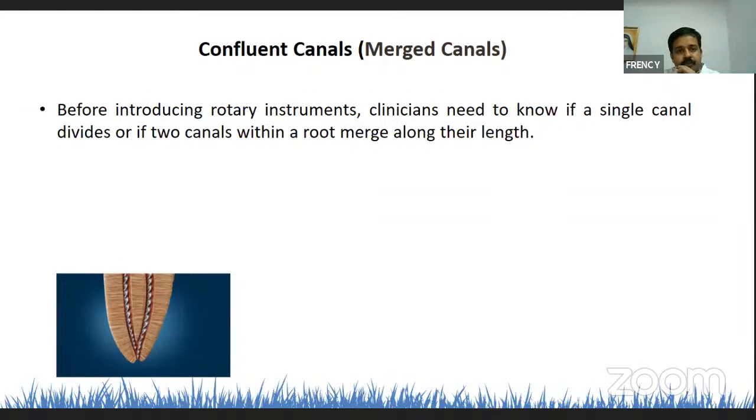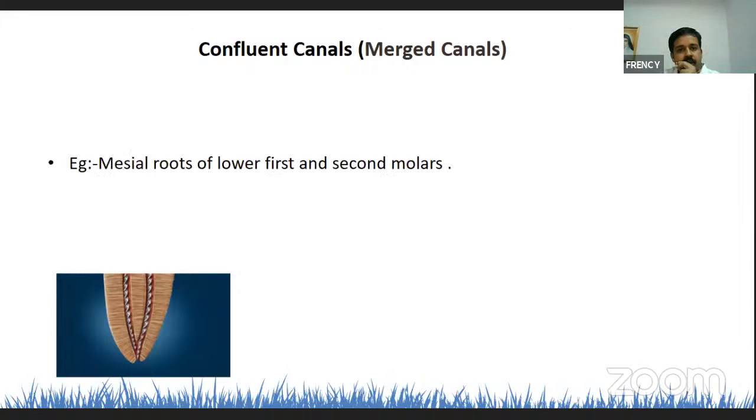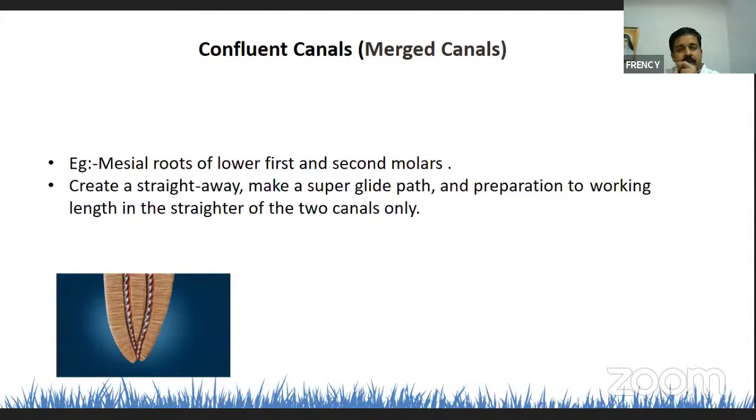Then always try to find the confluency of the canal, the type of canal configuration, before introducing the rotary instruments. This is called confluency or merging of the canal. Usually mesial roots of the lower first and second molars, MB1 and MB2 canals, and maxillary premolars may have confluent canals. If you are instrumenting a confluent canal with rotary instrumentation, sometimes it may cause instrument separation. So you have to restrict the rotary instrumentation to the straight canal and restrict the instrumentation to the coronal point in the other canal.